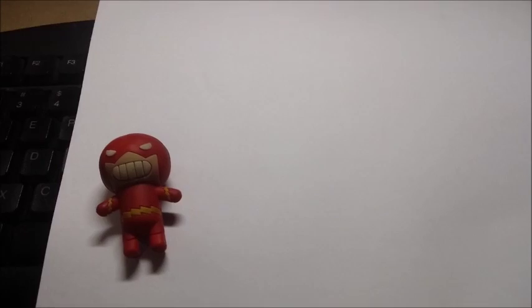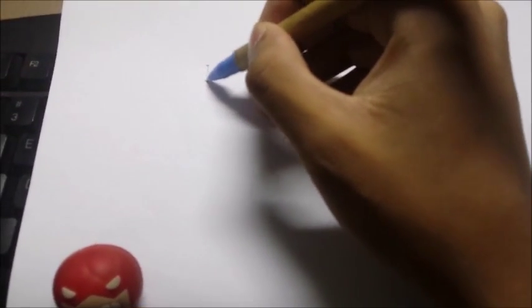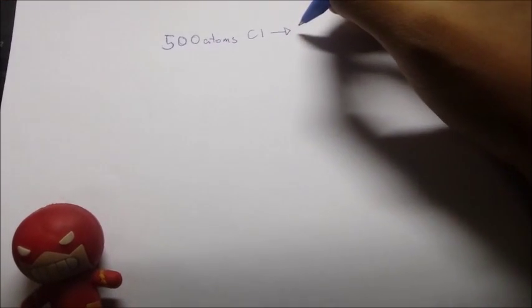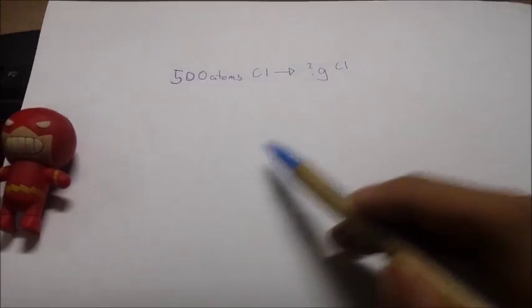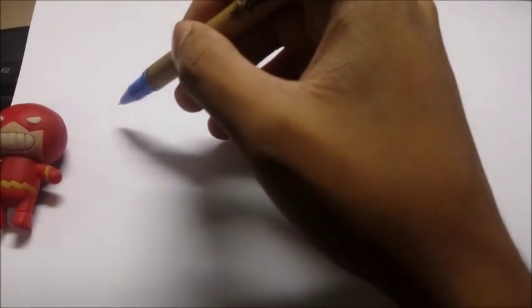Okay, off with the simple problems, and let's do something a bit more complicated on this one. We're going to stick with chlorine because it's pretty easy. We're going to start with 500 atoms of chlorine into grams of chlorine. This is a bit harder because you can't convert it in one go. It's going to be a 3-step instead of a 2-step like the ones earlier.